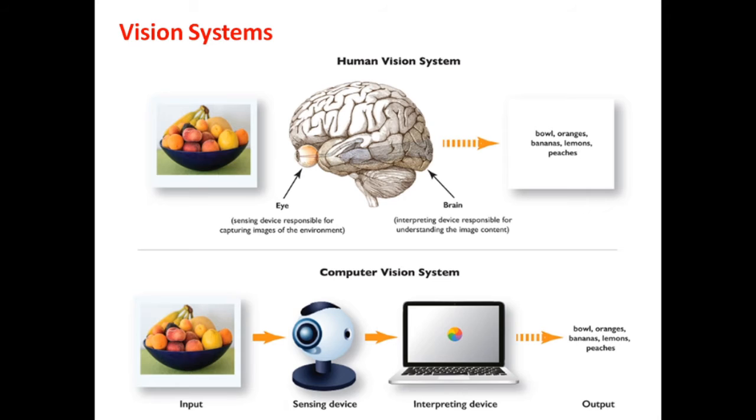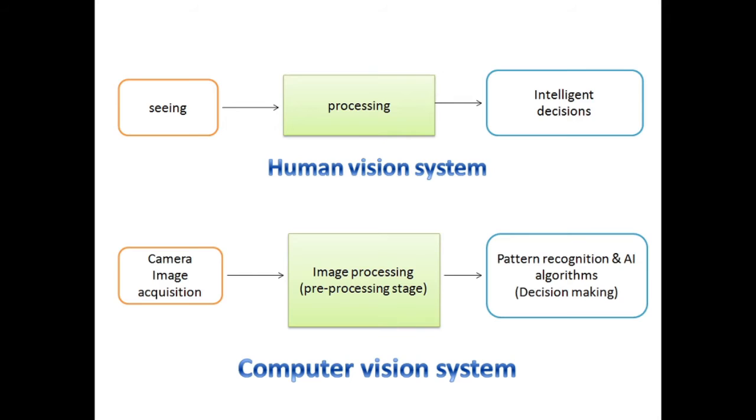Okay, so this is about the human vision system and the computer vision system. We can also take a few more examples. Here I have also depicted this in a chart, in a simple way of understanding. In a human vision system we have seeing, and after that processing and intelligent decisions. Who will take the intelligent decisions here?